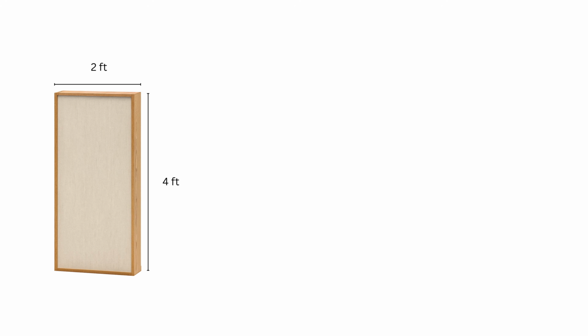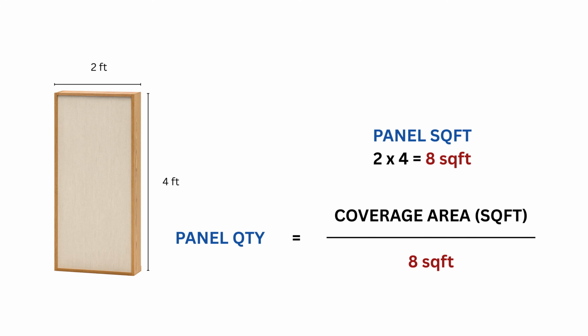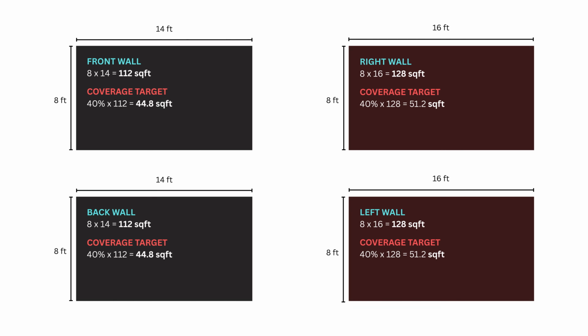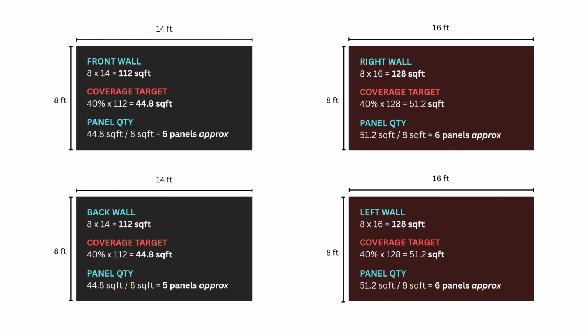To calculate quantity, start by finding the square footage of a single panel, then divide your target coverage area by that number. This will give you a rough estimate of how many panels you'll need at that size. Keep in mind this is only an estimate. The final quantity may need to be adjusted to account for obstacles like doors and windows. Windows are best treated differently, typically with heavy drapery or curtains, while doors can sometimes accommodate a panel if needed.